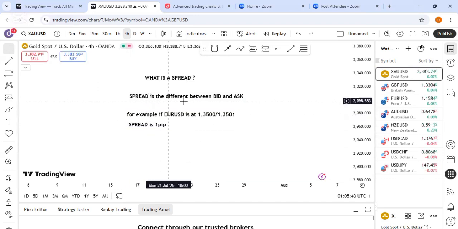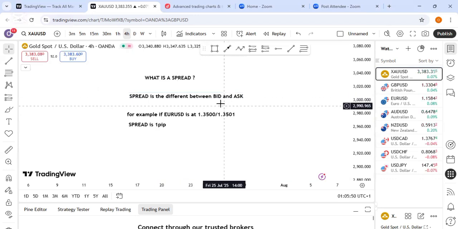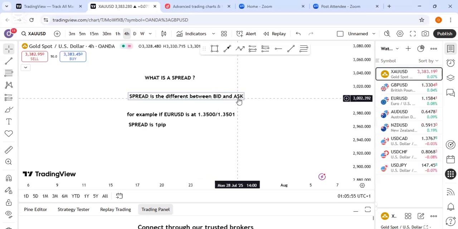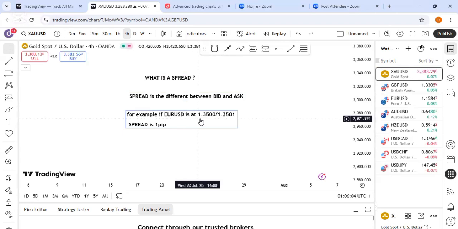So what is spread? Spread is the difference between bid and ask. And don't forget, in our previous class, I said bidding price is the price at which you sell, and asking price is the price at which you buy. So the difference between these two prices is what we call spread. For example, if EUR/USD is at 1.3500 and 1.3501, automatically this one is our bidding price and this is our asking price. The difference between this and this is what we call spread.